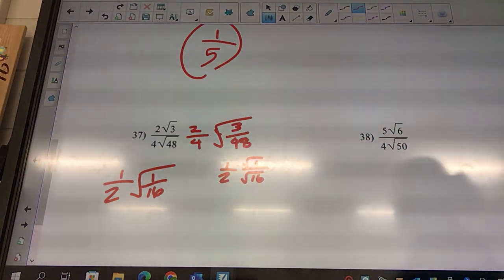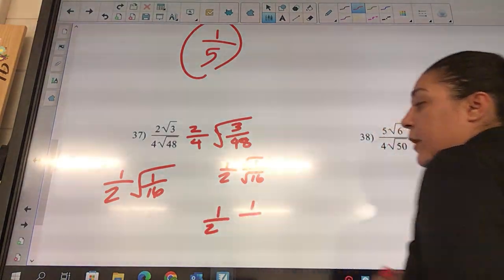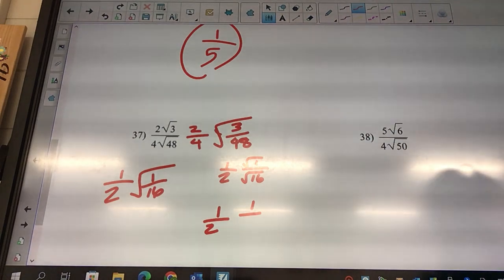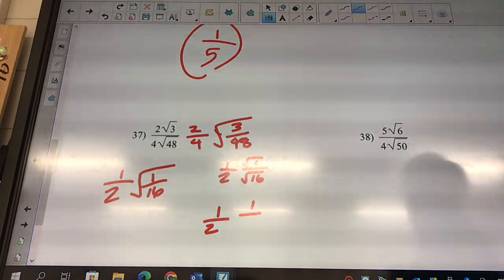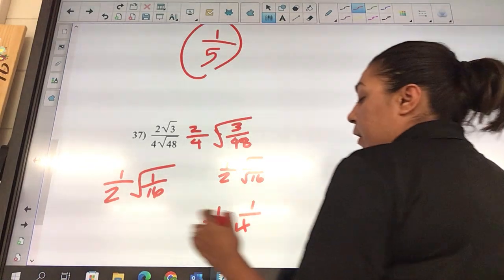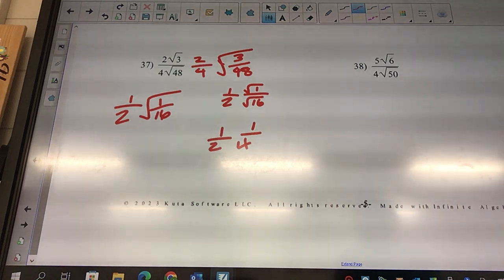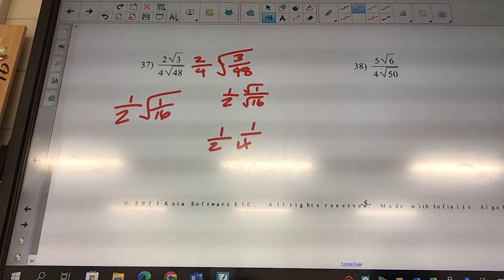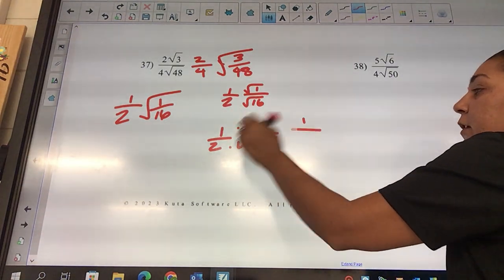Okay, well, what is the square root of 1? 1. What's the square root of 16? 4. Good. Okay, now see how I have these two things left? You need to multiply them. So multiply 1/2 times 1/4. What is that? 1 over 8. Okay, and you guys think too hard. You do top, top, bottom, bottom. So 1 times 1 is 1. 2 times 4 is 8.